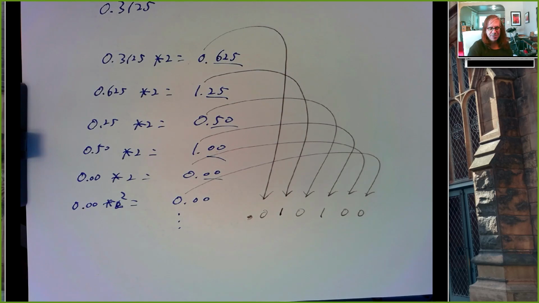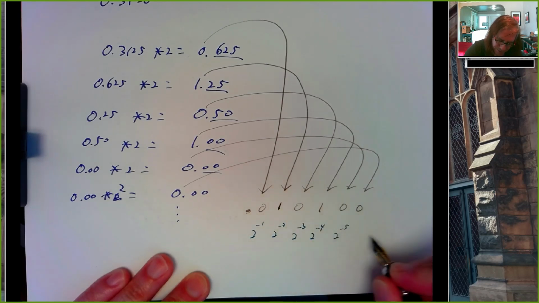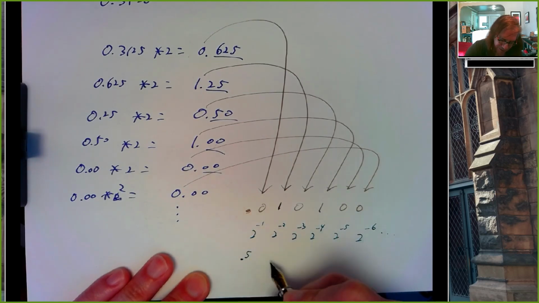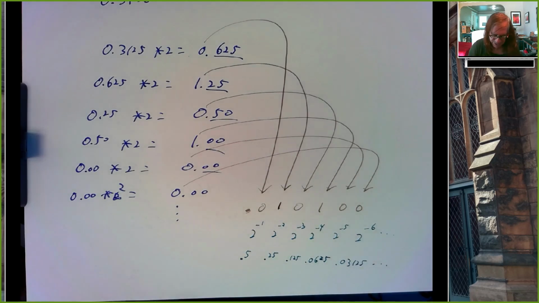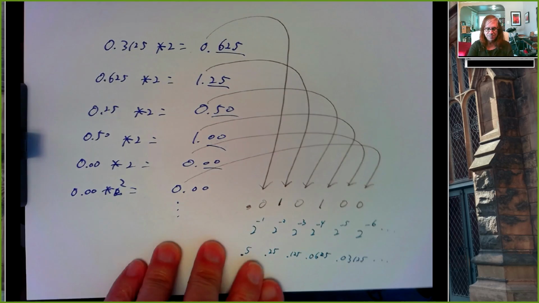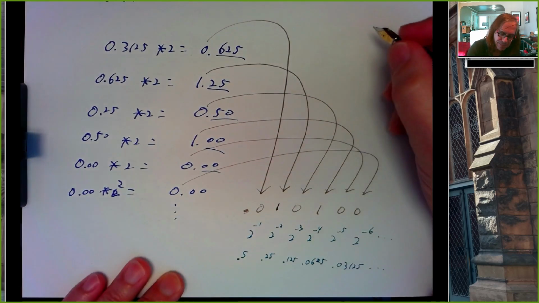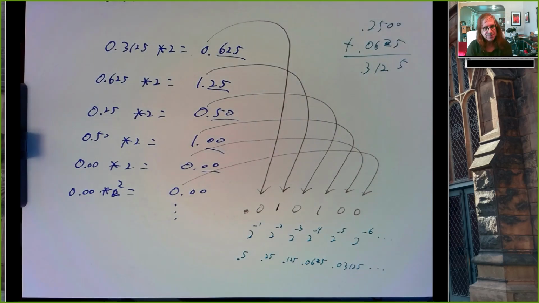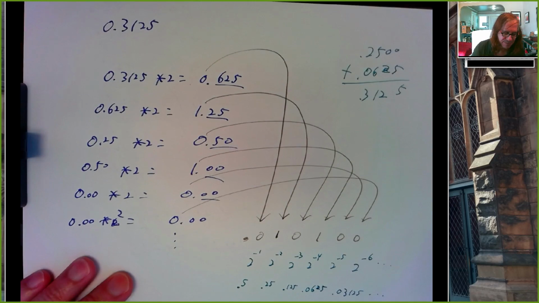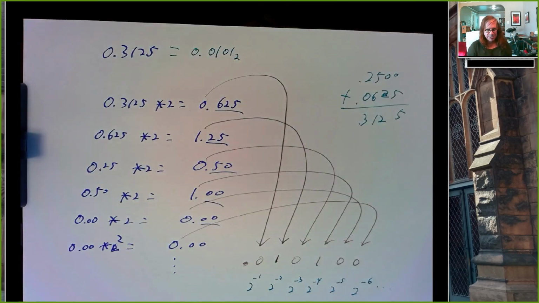Okay, so what does this mean? Well, it's exactly the same thing. It's weighted positional notation, but this is 2 to the minus 1, 2 to the minus 2, and I feel like I made a mistake somewhere. So this is the 0.5, the 0.25, the 0.125, the 0.0625, the 0.03125, and so on. And we just add up the corresponding negative powers of 2 where we have a 1. Yeah, I think I got it right. So 0.25 plus 0.0625, that's 0.3125. So 0.3125 in decimal could be written as 0.0101 in binary, and I'll put a little 2 there to indicate binary.